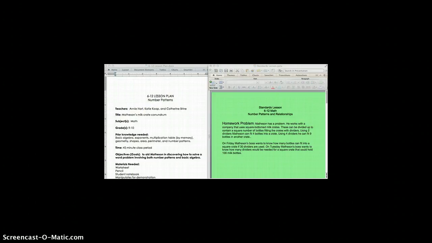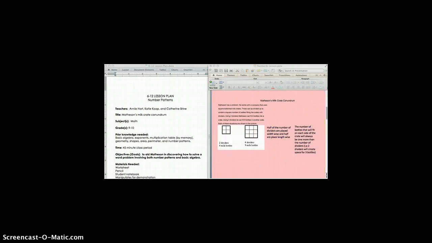On Friday, Matheson's boss wants to know how many bottles can fit into a square crate if 30 dividers are used. On Tuesday, Matheson's boss wants to know how many dividers would be needed for a square crate that could hold 100 milk bottles. In the diagram shown, we can see that half of the number of dividers are on each side of the crate. For example, if you have 2 dividers going in a milk crate, 1 divider goes widthway and 1 lengthway. For 4 dividers, 2 go widthway and 2 go lengthway.